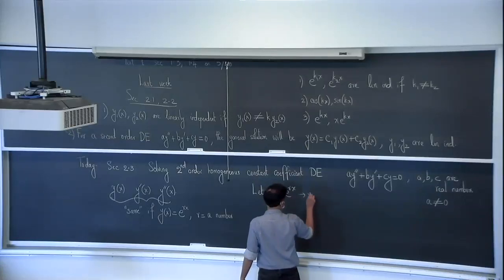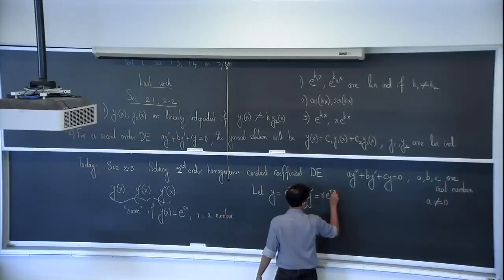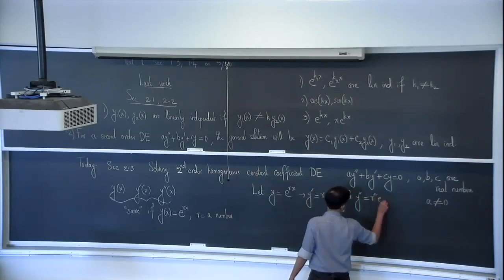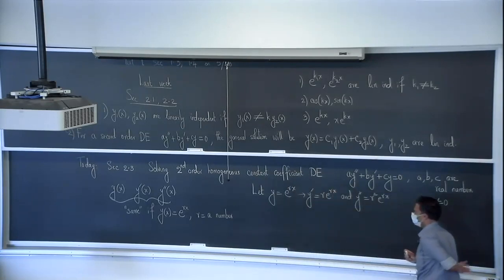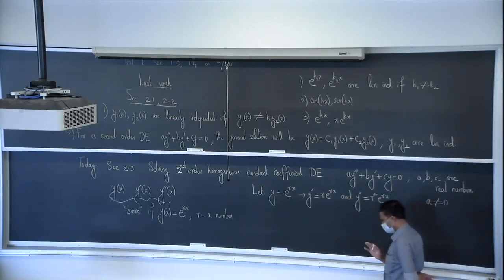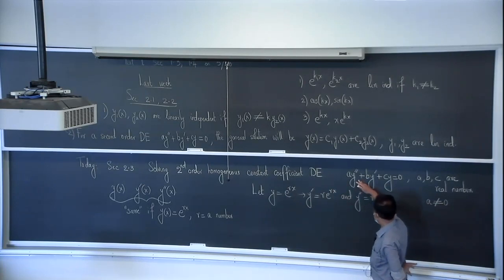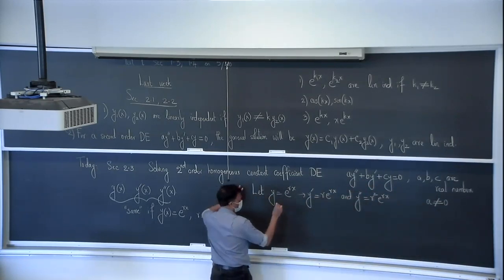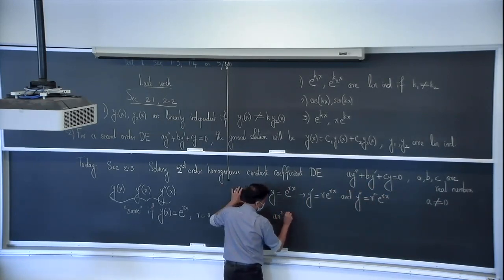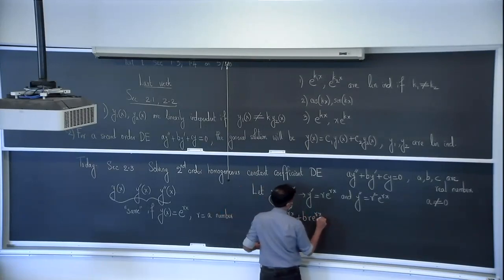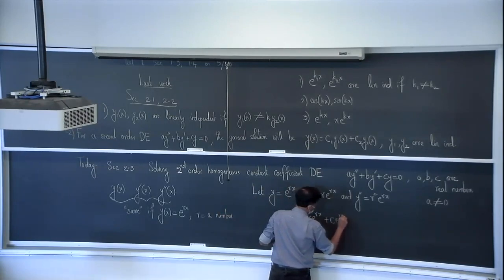So then you have y prime equal to r e to the power of rx and y double prime equal to r square e to the power of rx. Let's plug it into the equation. This is where the transition happens. We're going to change our second order differential equation into an algebraic quadratic equation. You're kind of saying goodbye to calculus at this point. So we have a r square e to the power of rx plus b r e to the power of rx plus c e to the power of rx equal to 0.